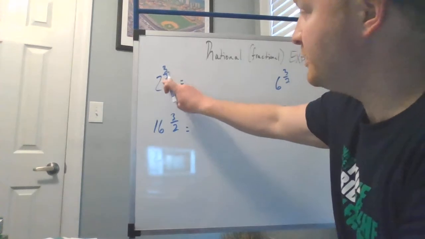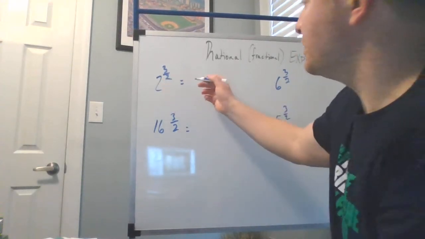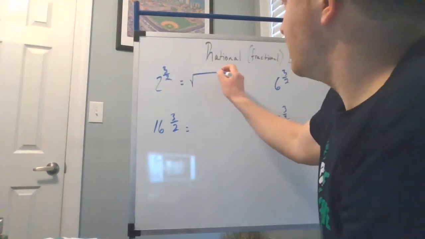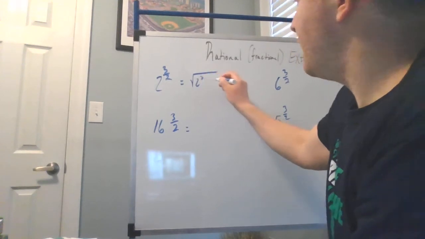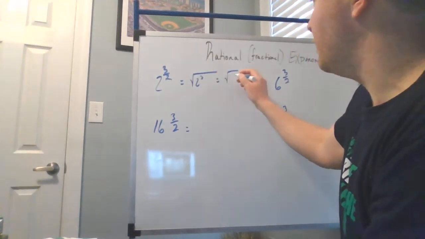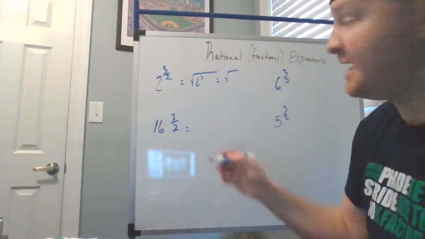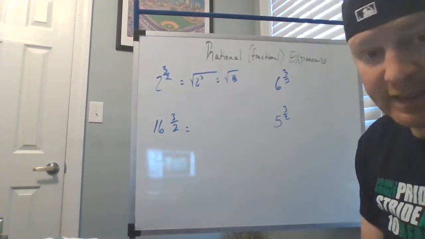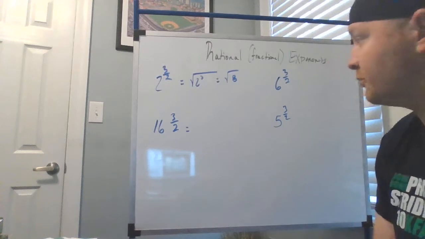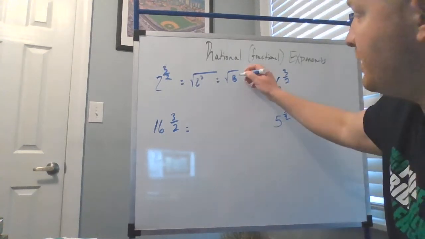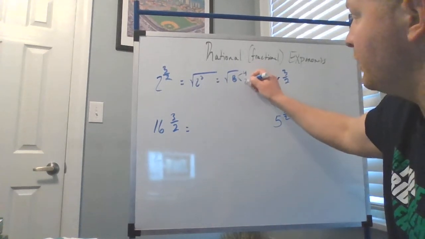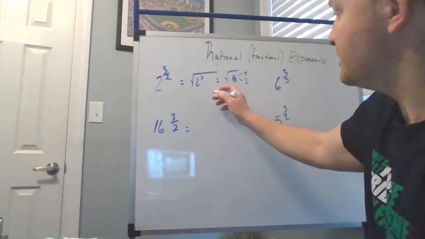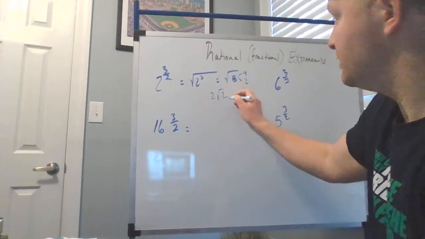Remember, this is the power above the 2. This is going to be under the square root. So this is going to be the square root of 2 to the power of 3, which is equal to the square root of 8. All right, and now this is where reducing radicals comes in handy, because in this case we've got to reduce this correctly. I know that embedded inside the 8 is a 4 and a 2, so the final answer for this is going to be exactly 2 radical 2.